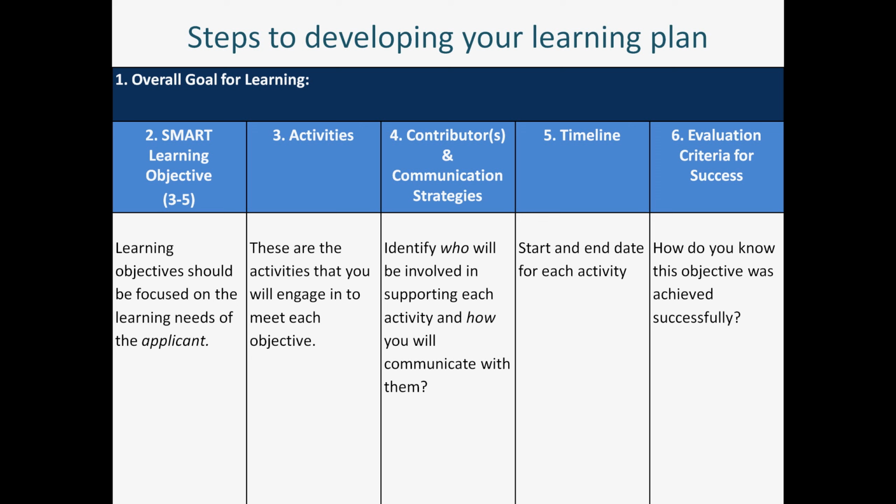Step 3 are the activities that you will engage in to meet each objective. Step 4 is an explanation of who is going to be contributing to supporting your activities. In step 5, you include the timeline, so you put the start and end date for each activity. And lastly, in step 6, you outline the evaluation criteria that you're going to be using to determine that you have successfully achieved each objective.